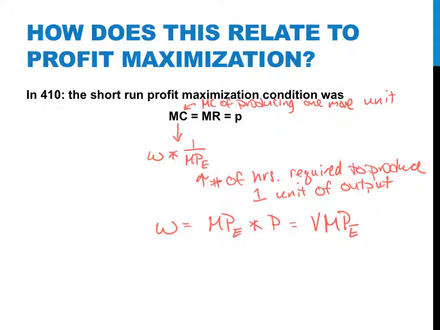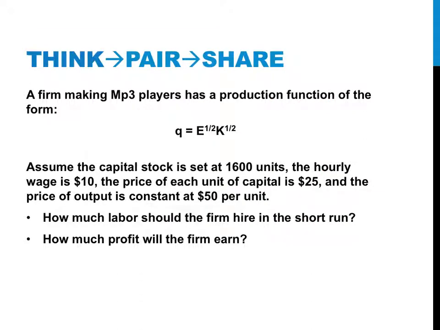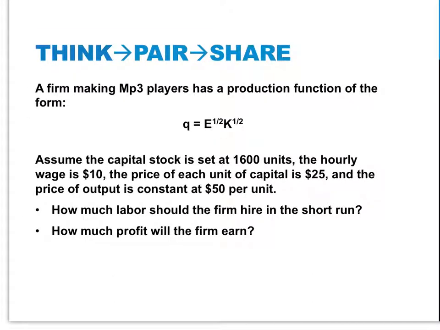So let's do a think, pair, share. A firm making MP3 players has a production function of the form Q equals E to the 1/2 K to the 1/2. Assume the capital stock is set at 1,600 units. The hourly wage is $10. The price of each unit of capital is $25. And the price of output is constant at $50 per unit. How much labor should the firm hire in the short run? And how much profit will the firm earn?